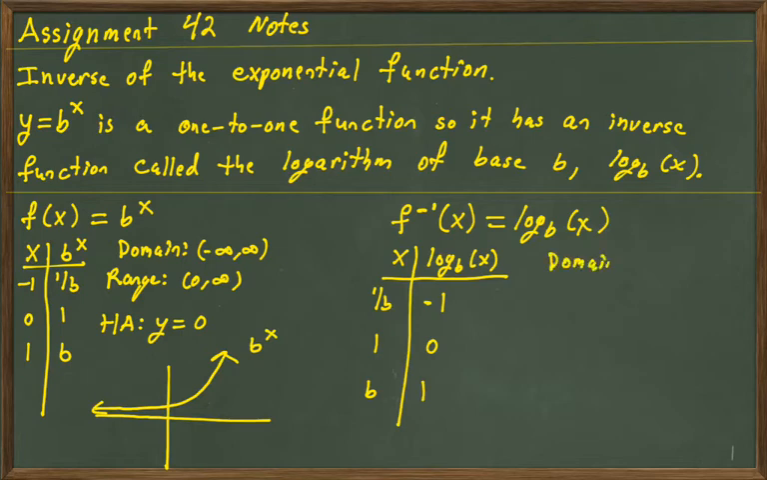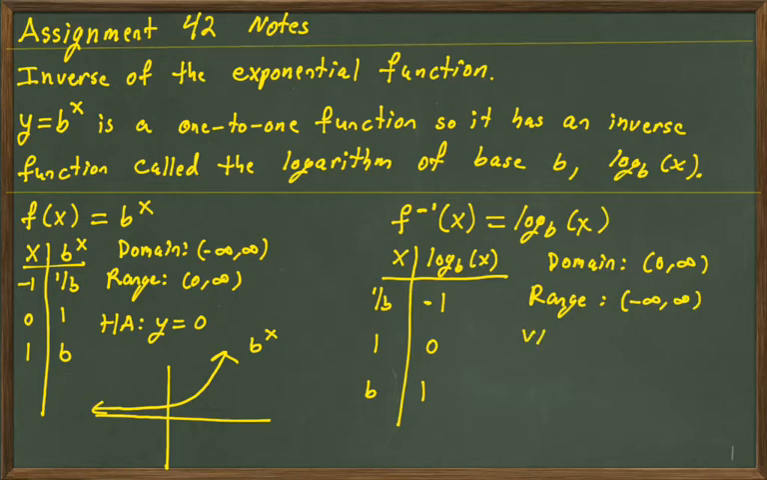Now your domain and your range are going to be switched from your original function. So the domain is going to be all positive numbers, so that does have a domain restriction. So later on when we look at finding restrictions of the logarithms, it's going to be very similar to finding restrictions of specifically square roots for us in this class. Okay, the range is going to be all real numbers.